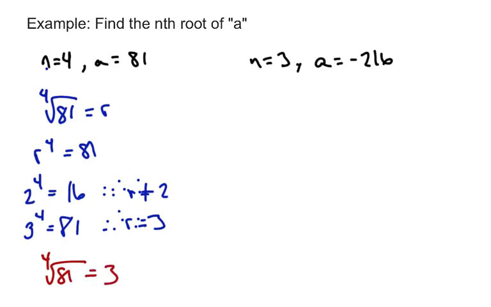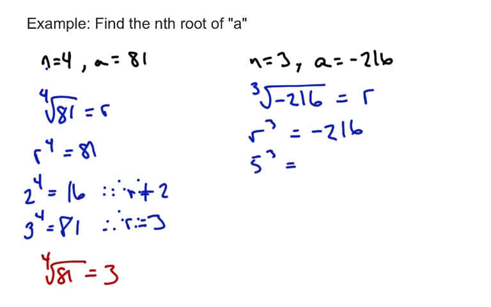How about if n equals 3 and a equals negative 216? Well, that means we're finding the third root of negative 216. So once again, let's let it equal some number, r, and we're going to find out what that number is. That means that r to the third has to equal negative 216. Well, now, the number that we're going to have to pick has to be bigger than 2, bigger than 3, so I'm going to jump up a couple and maybe take a look at 5. 5 to the third power: 5 times 5 is 25, times 5 again is 125, which is too small.